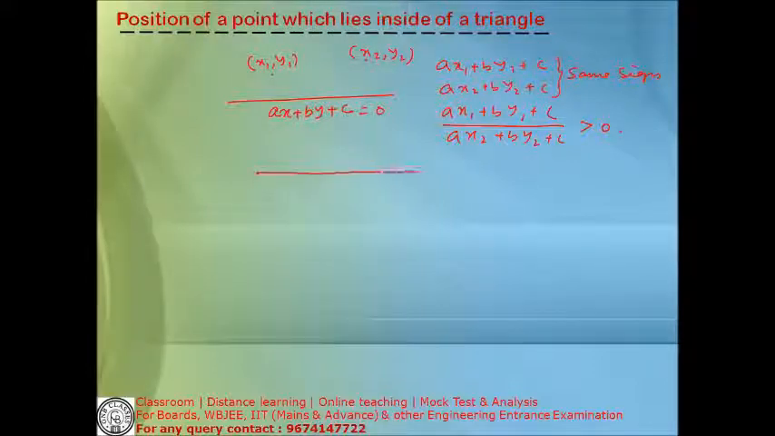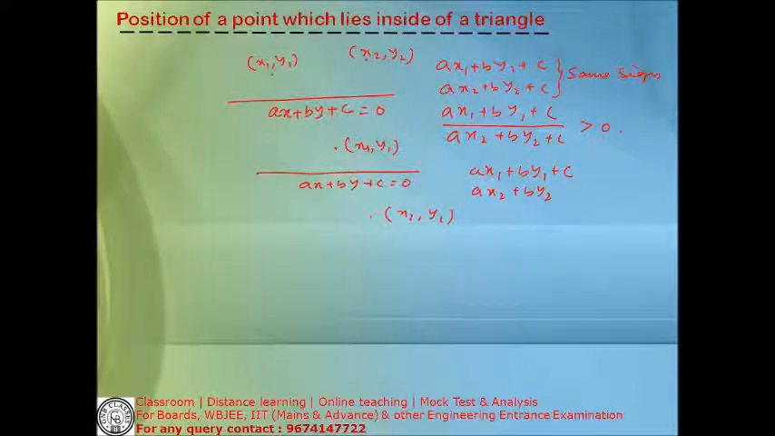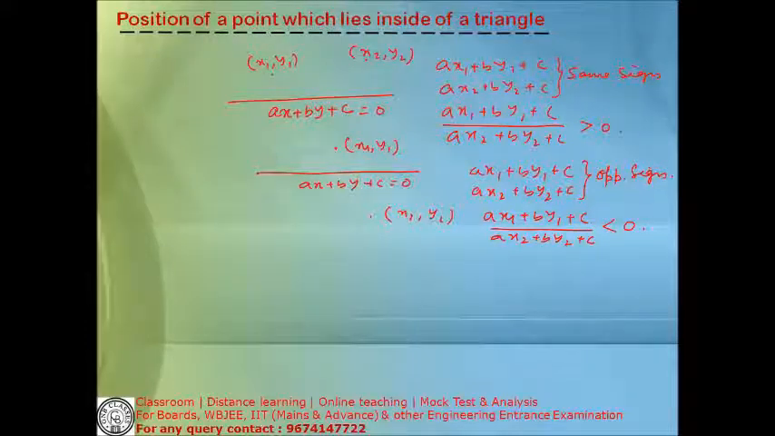Now, if these two points lie on opposite sides of the straight line, suppose here it is x1 comma y1 and here x2 comma y2, then we say that ax1 plus by1 plus c and ax2 plus by2 plus c will have opposite signs. That is, the ratio of these two values will always be less than 0. Is this clear? This we all know.